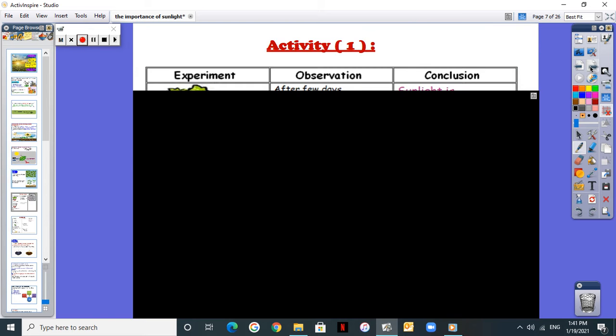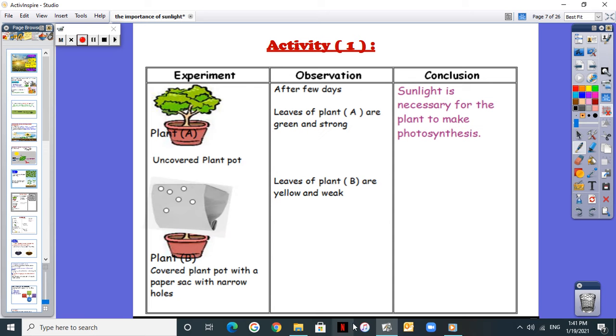Okay, here we have an activity. We have here an uncovered plant pot, plant A, and this is plant B, a covered plant pot with a paper sack with narrow holes. Okay, this paper contains a hole. We have an uncovered plant and a covered plant, and we leave them a few days.